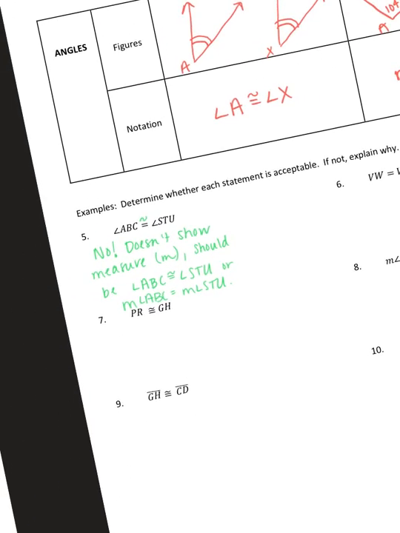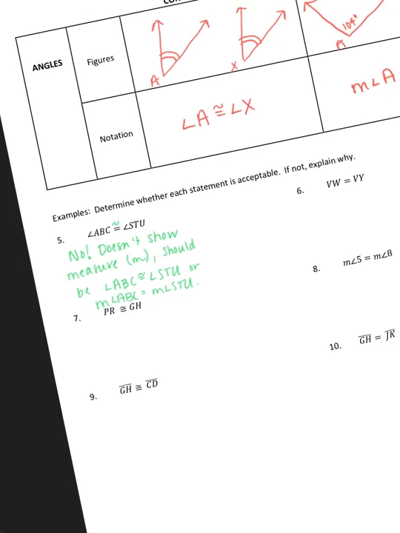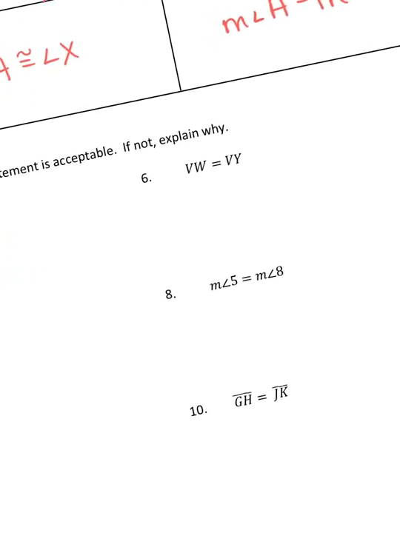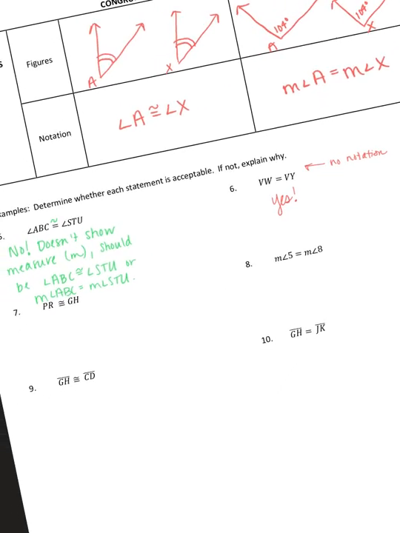All right, so number 6, we've got the segment length VW equals segment length VY. And this is correct. This looks good. Okay, so if it's an equal sign, remember we're talking length, and to indicate length, there is no notation above. Okay, so for length, there is no notation. So that's correct.